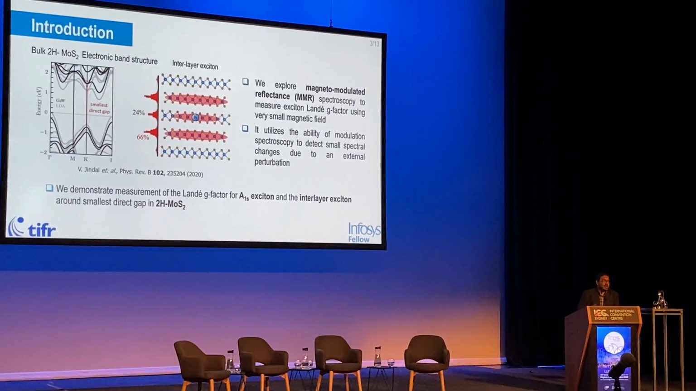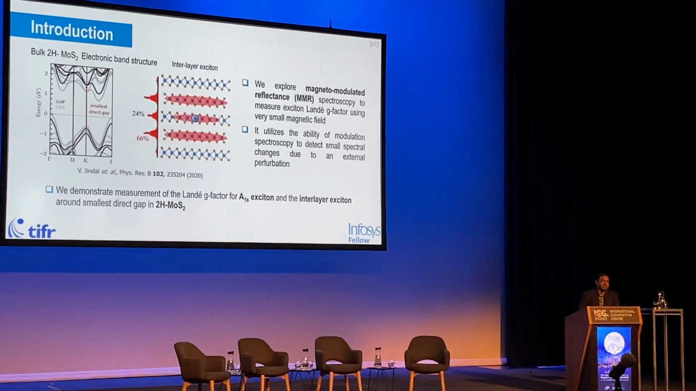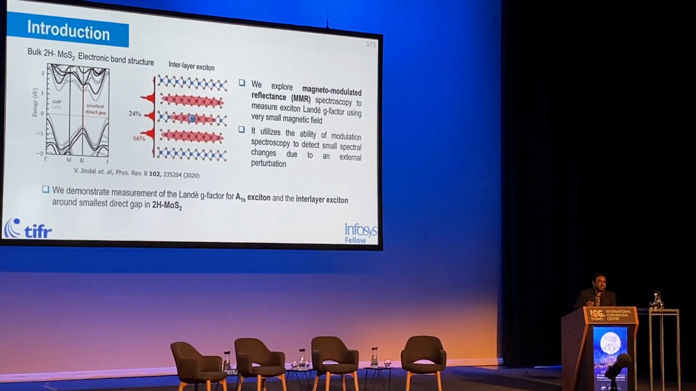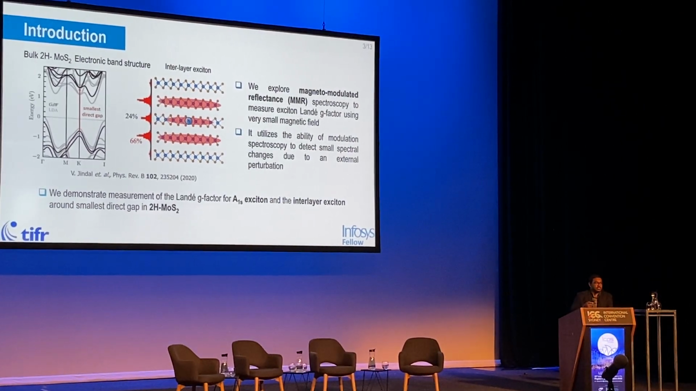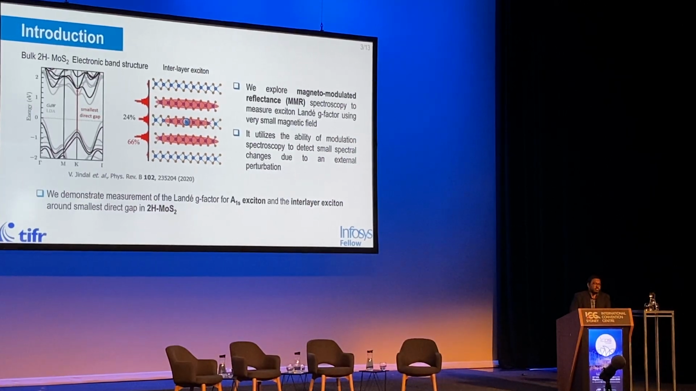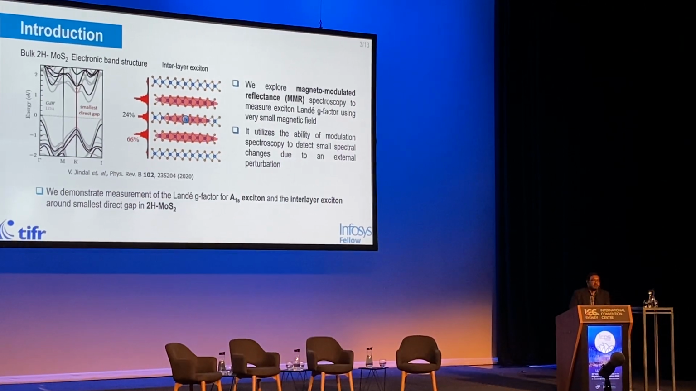And how I understand this exciton, as I've shown schematically here, is if you put the hole in one layer and you try to find out what is the wave function of this interlayer exciton, you will find that the electron lies in the other layer, the adjacent layer to the hole. So in that sense, it is interlayer exciton.